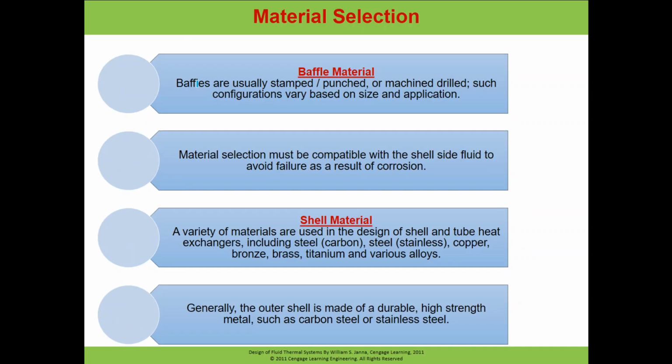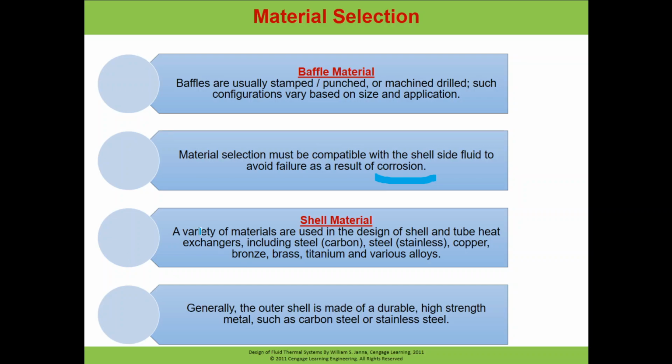The baffles are usually stamped, punched or machined and drilled, and such configurations vary based on the size and application. The material selection must be compatible with the shell side to avoid failure as a result of corrosion. So the material should be compatible with the shell material, otherwise there will be a formation of anode and cathode, and there may be a possibility of corrosion.